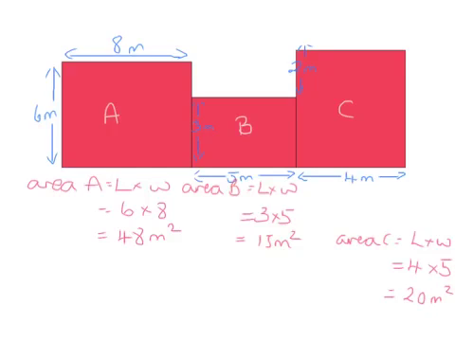To find my total area, I would need to take my 48 and my 15 and my 20, add them all together to give me a final total of 83 metres squared.